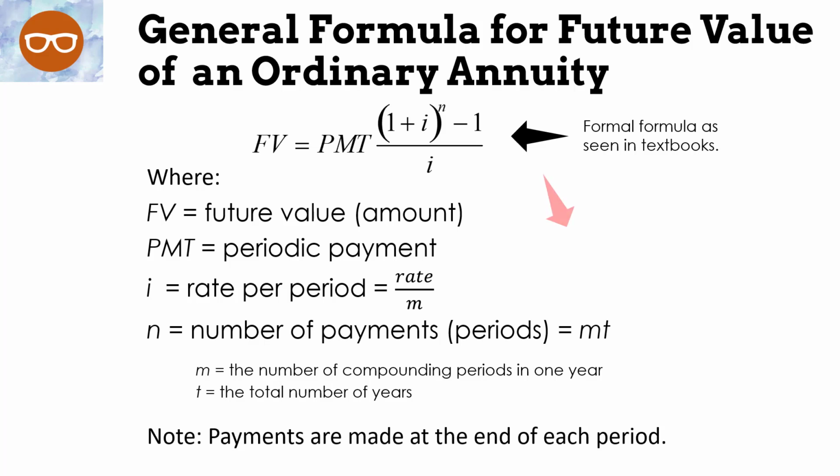I want to point out that for this video, we're going to be using this formula. It's exactly the same as the other formula. Instead of writing i, we're going to write r over m, because that's what i is. And then for n, we're going to do m times t, because that's what n is. So why make our lives harder? We're just going to put all the letters into the formula right away.